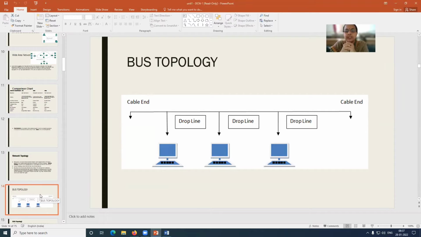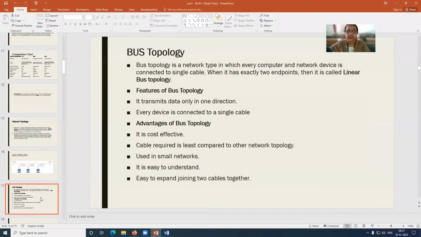In the bus topology, there will be a single cable. All the systems are connected parallelly to that particular cable. So a single cable, and all the nodes are connected parallelly. This is what we discussed actually. And what will be the features then? The data will be transmitted in only one direction, and every device is connected to a single cable.